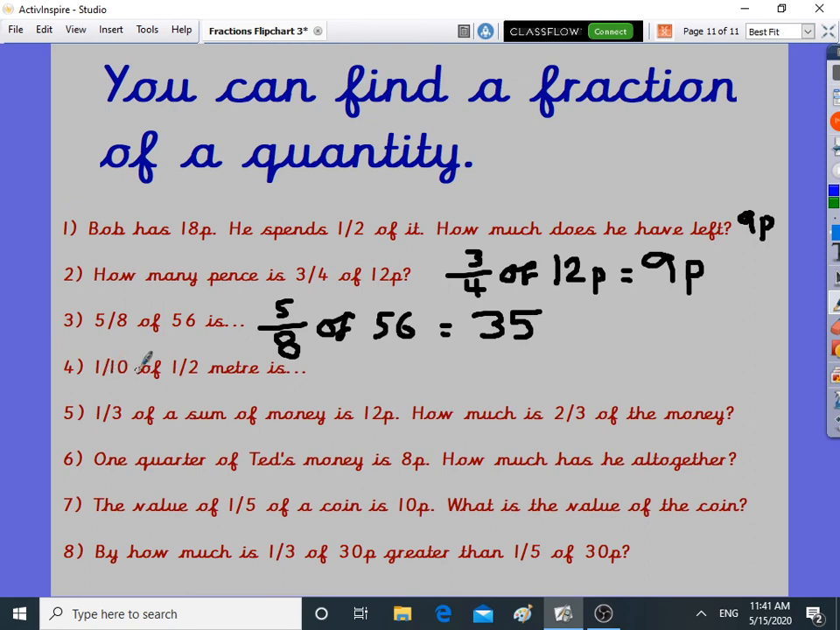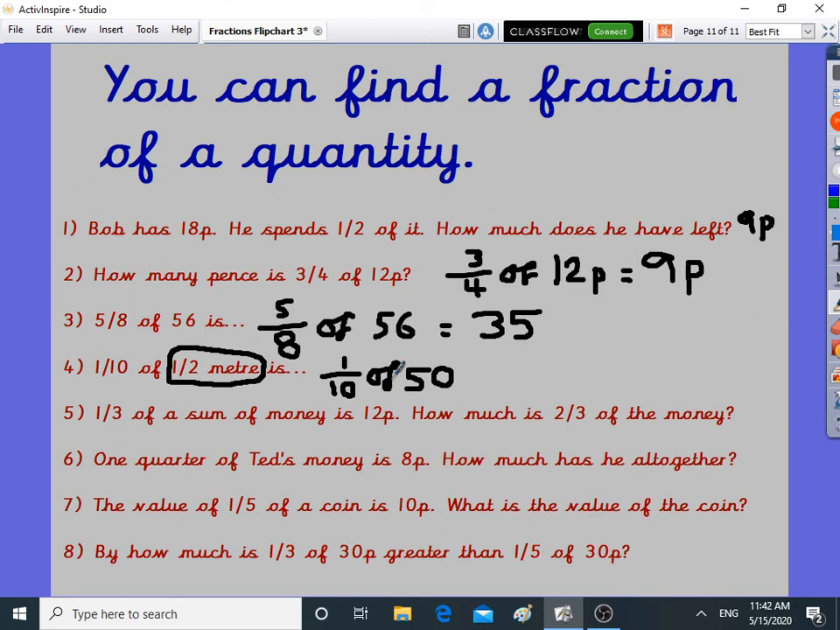Number 4, 1/10 of half a metre. This is quite tricky. We haven't done anything yet where both numbers are fractions. So I'm going to change that half a metre into centimetres. You might know that 1 metre is 100 centimetres. So half a metre is 50 centimetres. So now I can do 1/10 of 50, which is much easier.